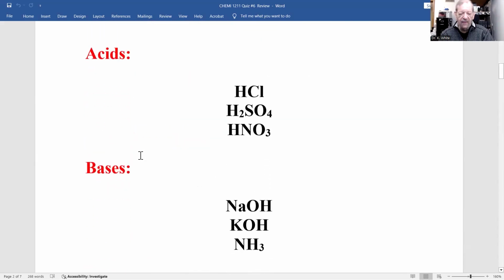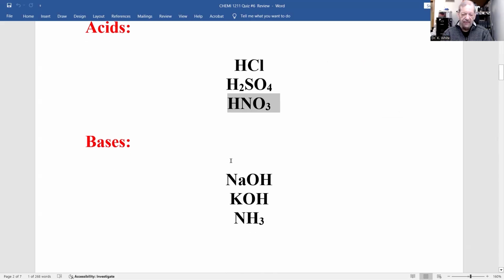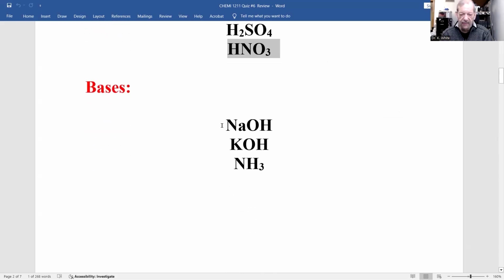Now, you should know the chemical formulas for these very important acids and bases. For acids, you should know HCl, hydrochloric acid, H2SO4, sulfuric acid, and HNO3, nitric acid. They're all very strong acids. Now, bases: sodium hydroxide, NaOH, potassium hydroxide, KOH, and ammonia, NH3. These are all very strong bases.